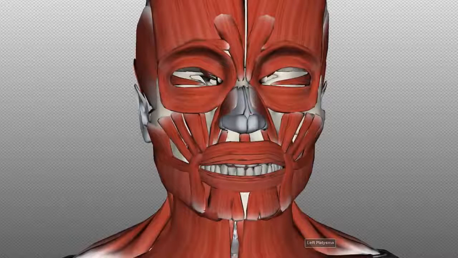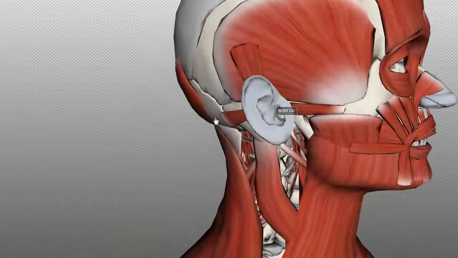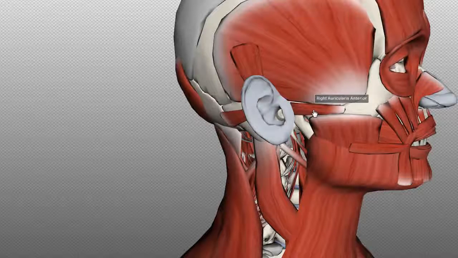So the final muscle group to talk about is these muscles around the ear. These are the auricular muscles, and you've got three muscles. You've got the auricularis posterior, the auricularis superior, and the auricularis anterior. Their function is pretty evident from their position. The posterior muscle pulls the ear backwards. The superior muscle elevates the ear, and the anterior muscle pulls the ear upwards and forwards. So those are the auricular muscles.